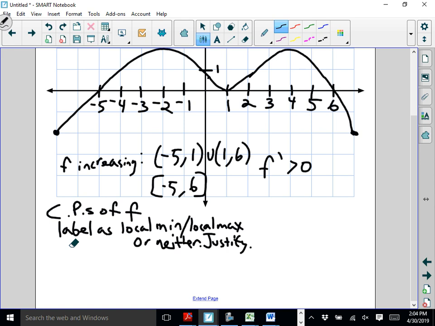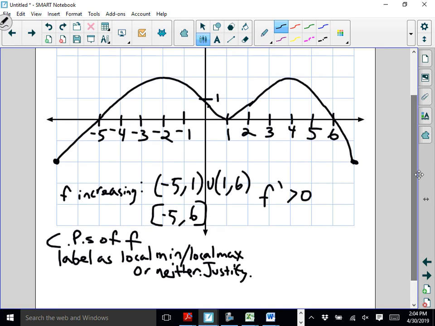Okay, so the critical points of F are going to be when F prime equals 0, or F prime is undefined. F prime is defined everywhere from -7 to 7 here. So we're looking for the zeros of F prime. So I would write F prime equals 0 at x equals -5, x equals +1, and x equals +6.